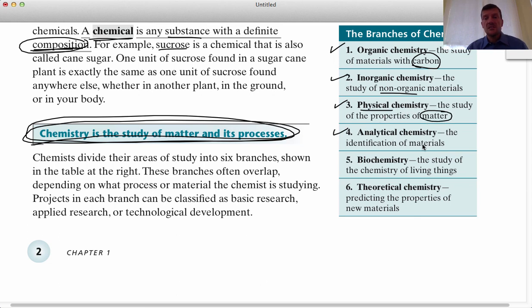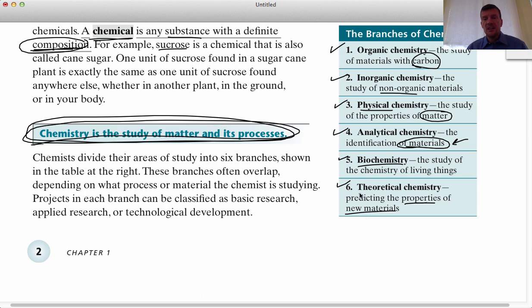Analytical chemistry is the identification of materials, so maybe using some data and some information to then identify what is in a particular material. Biochemistry is the overlapping of biology and chemistry. As I mentioned already, there's a lot of chemistry that happens in our bodies and in all living organisms. And then theoretical chemistry is how can chemistry be used for us to make new materials that are going to be useful, advancing technology, etc. So how are properties going to be developed into making new materials? That's happening all the time.